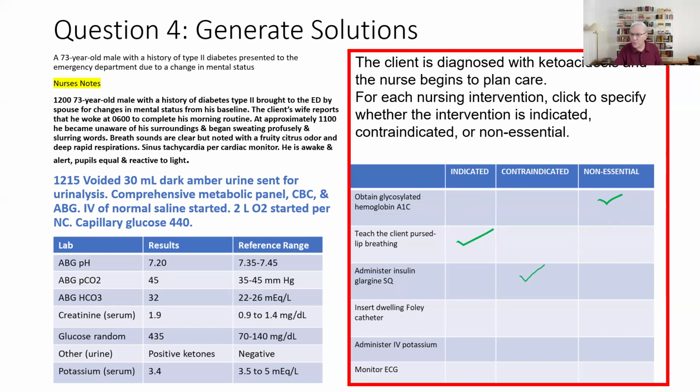How about inserting a Foley catheter? How did you all answer this? Is it ever acceptable to insert a Foley catheter routinely? No. You remember we do not want to have an increased risk of infection. Patients with diabetes already have a high risk of developing infections, and therefore an indwelling catheter would pose an even greater risk for infection. So therefore, this would be a contraindicated action.